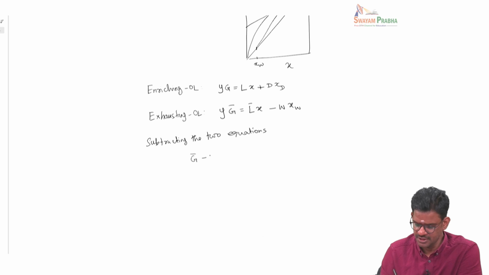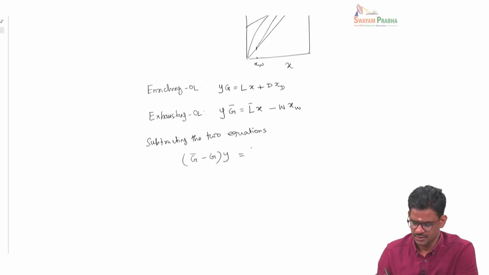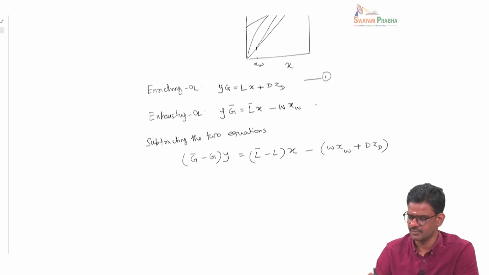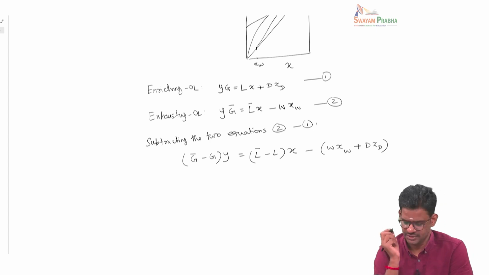So we get (G bar minus G) times Y is equal to (L bar minus L) times X minus WxW plus DxD. So we are subtracting the first equation from the second equation, and then we get this.